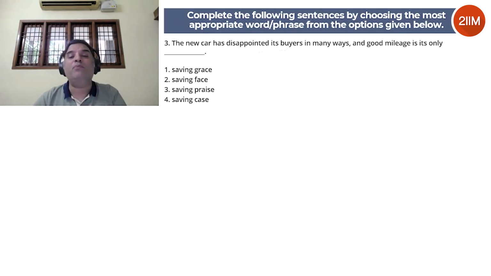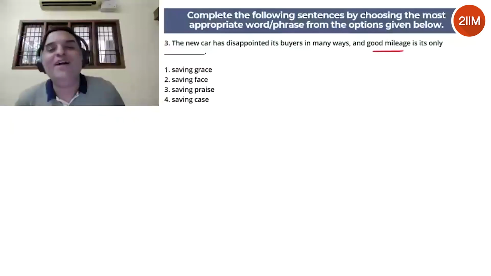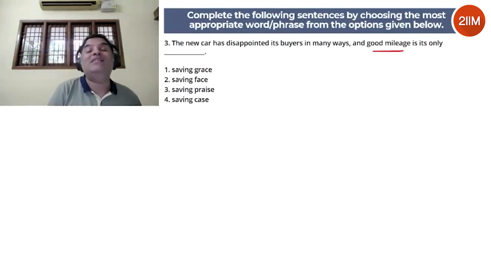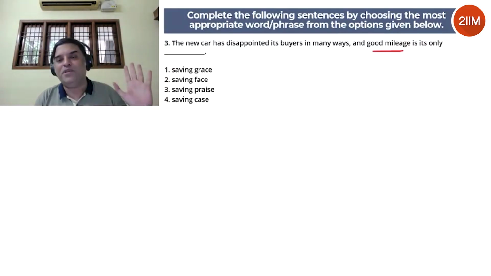The new car has disappointed its buyers in many ways, and good mileage is its only. Now think about this. Again, make a guess here. The new car has disappointed its buyers in many ways, but then it says good mileage. So that means this is a good characteristic of the car. Because it clearly said good mileage, and they say, and good mileage is its only. So only what? The guess that you can make is positive point. Don't even look at the options. The new car has disappointed its buyers in many ways, and good mileage is its only positive point.